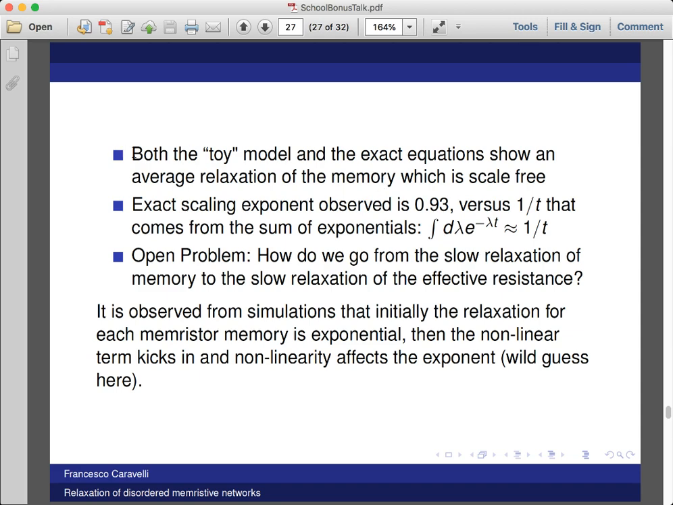So again, this is just a toy model that we're describing, and within this toy model we are observing an approximate exponent for the power law, which is of order 0.93, versus the 1/t law that we can derive theoretically based only on a graph theoretic and random matrix approach. And one open problem there is how we go from relaxation of memory to the zero relaxation for an effective resistance. And this is an area of research.